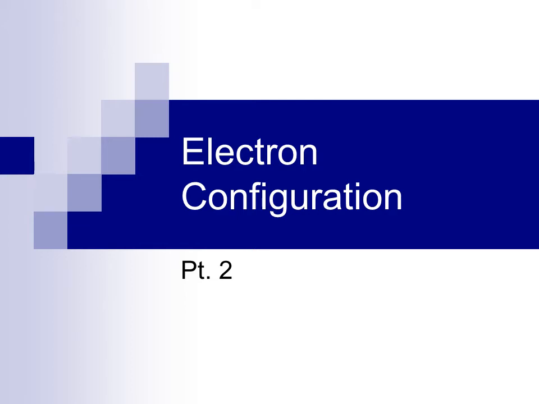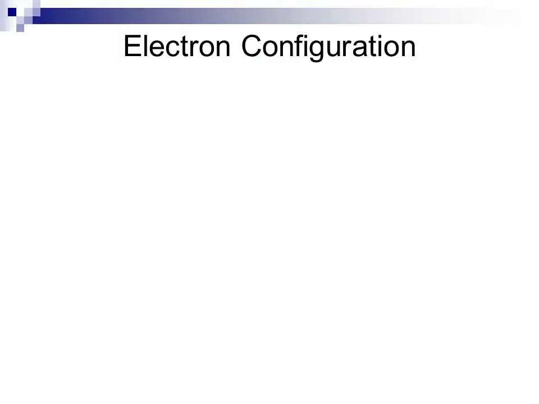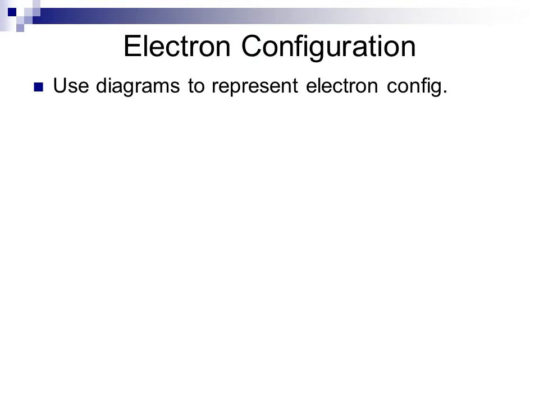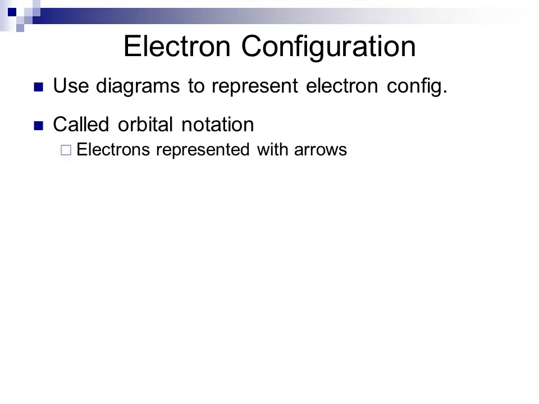Electron configuration part 2. In electron configuration, once we understand the means and the order by which electrons will occupy orbitals, we have to be able to represent this configuration in some way. We use diagrams generally to represent electron configuration. These diagrams are referred to as orbital notation. They consist of means by which we represent electrons with arrows.